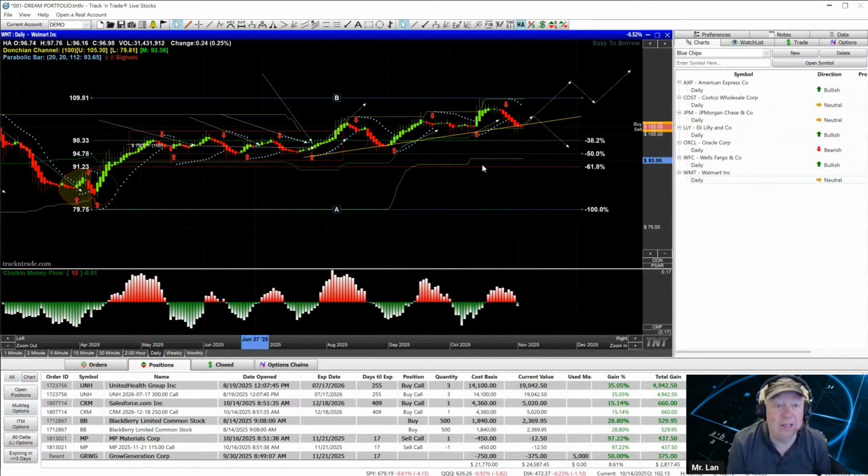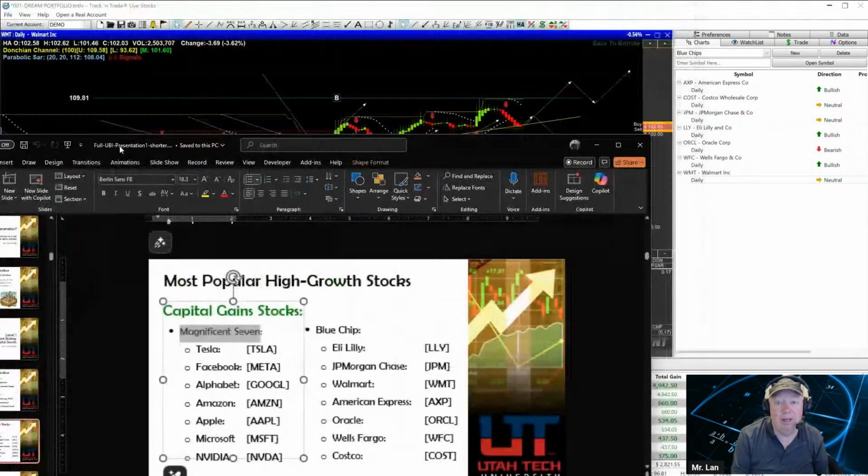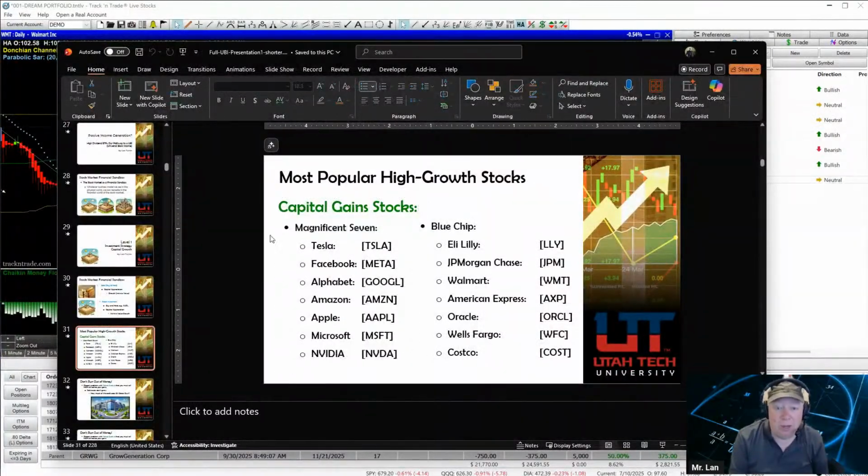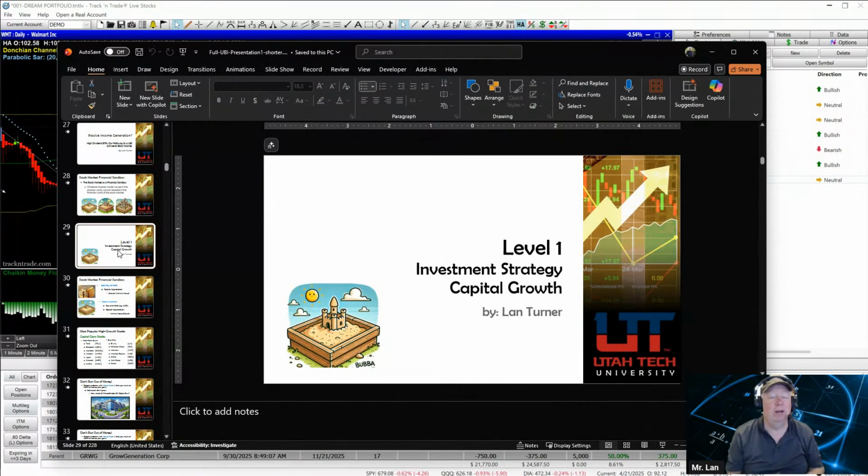So that is Walmart. So now we've looked at the Magnificent Seven that was in our list, right? The Magnificent Seven. And we also looked at the blue chips. So we've looked at these two. That's level one trading, all right, as we talked about in class last night. That's level one trading, meaning that you're just buying low, selling high. And that's the whole name of the game. And that's what 90% of most traders do. Okay, that's the most popular way of trading these markets.